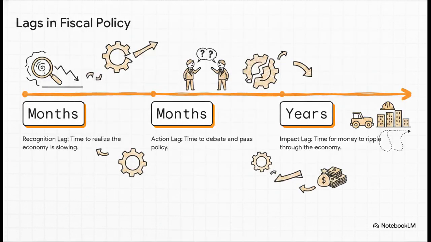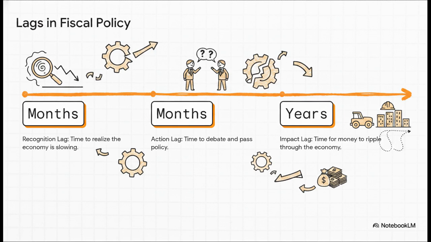And this creates a chronological nightmare of delays, which economists call lags. Let's walk through them. First, there's the recognition lag. It literally takes months just to officially realize the economy has entered a recession. Once they finally know, they hit the action lag. Politicians have to debate, draft, and pass policy, which, as we all know, can take many more months of gridlock. Finally, there's the impact lag.